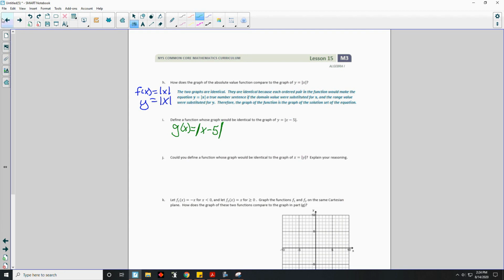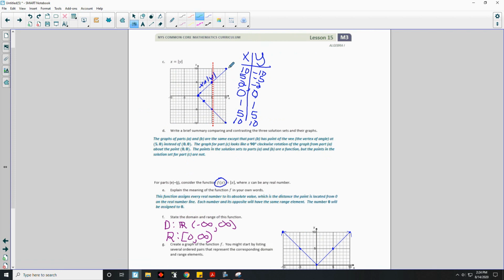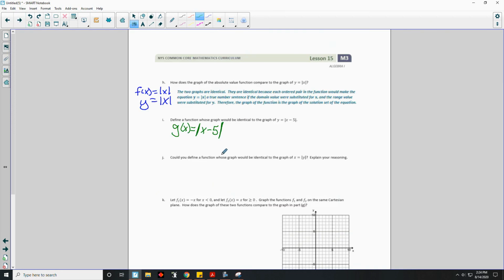And remember, when we graphed that, we ended up with this. And it failed the vertical line test, which means it is not a function. So could you define a function whose graph would be identical to this? And the reason's no.